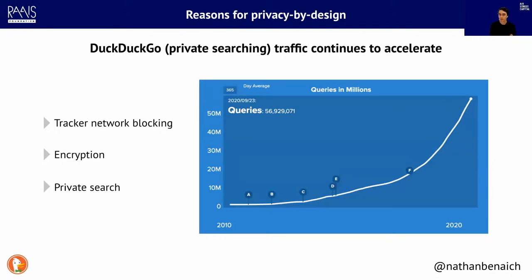To draw an analogy on products that are actually working really well being private by design, here I show you the inflection point in queries per million for DuckDuckGo, which is a private search engine. This search engine natively blocks network tracking, provides encryption, and it means that you can search the internet without being tracked and without your search queries being used to target advertising. So consumers seem to really like this, as you can see with the chart on the right.